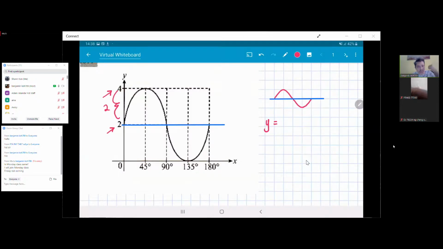So first is y equal to 2. So here ialah 2, and then sine. Okay, because graph dia bentuk sine. And then how do I need to know how many graphs there are?